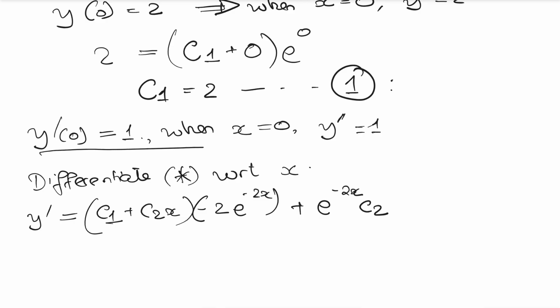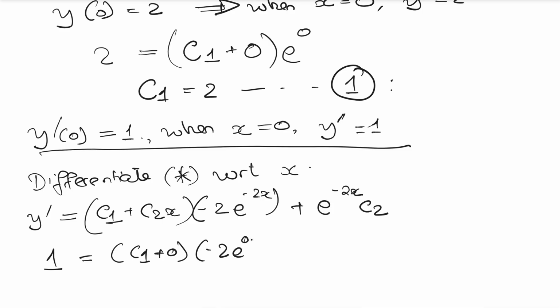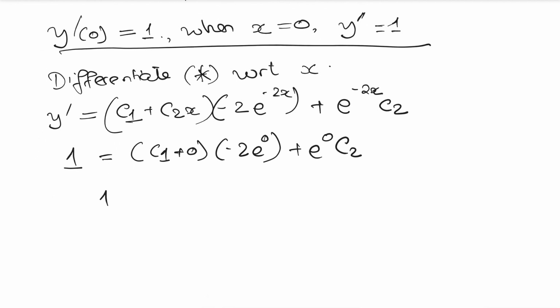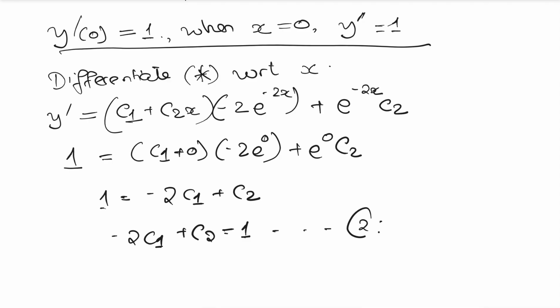So replacing the values of the initial conditions here, that means y prime is equal to 1 when x is equal to 0, which is c1 plus 0, times minus 2 e power 0, plus e power 0 times c2. You can say 1 is equal to minus 2 c1 plus c2. So minus 2 c1 plus c2 is equal to 1. This is equation 2.